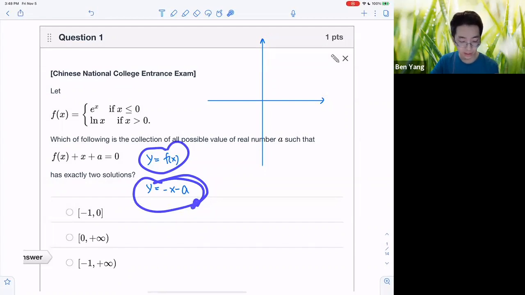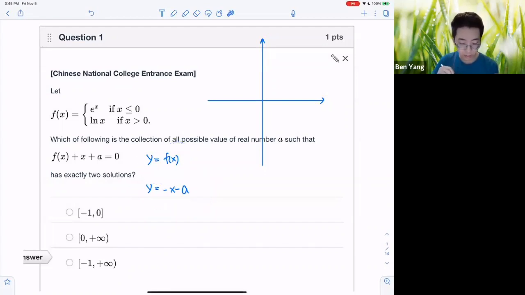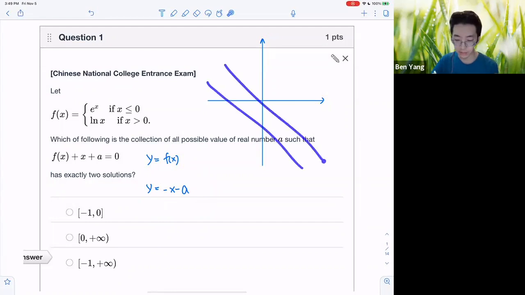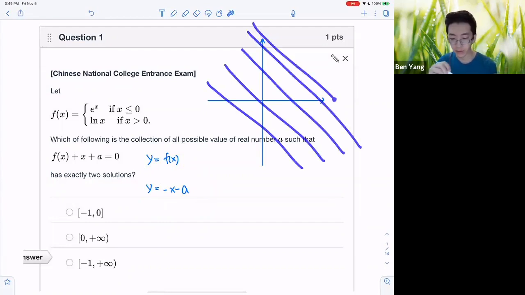So let's take a look at the graphs. y equals minus x minus a. Well, that's just a line with slope negative 1. Like one of those lines. And y equals f of x.